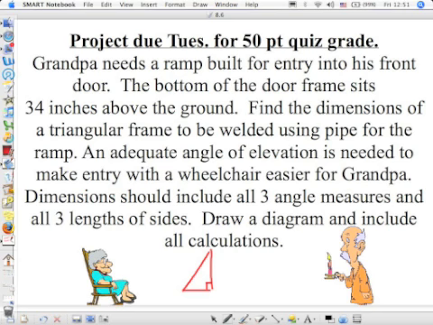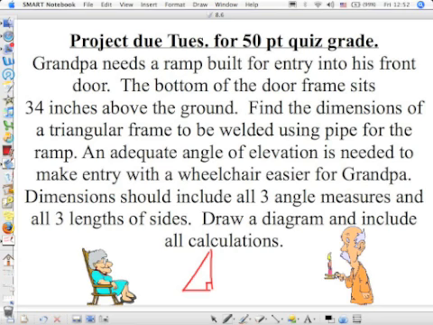I want a diagram, which should just be a triangle, with the 3 lengths of the sides. So I need to know how much pipe is going to stand up on the side of the house, how much pipe is going to run along the ground, and how much pipe is needed for the actual ramp to be built on. And I want the 3 angle measures. Well, one of them's 90. You already got one. And I want your calculations. If you have to do sine, cosine, whatever, I want that calculation on the paper.